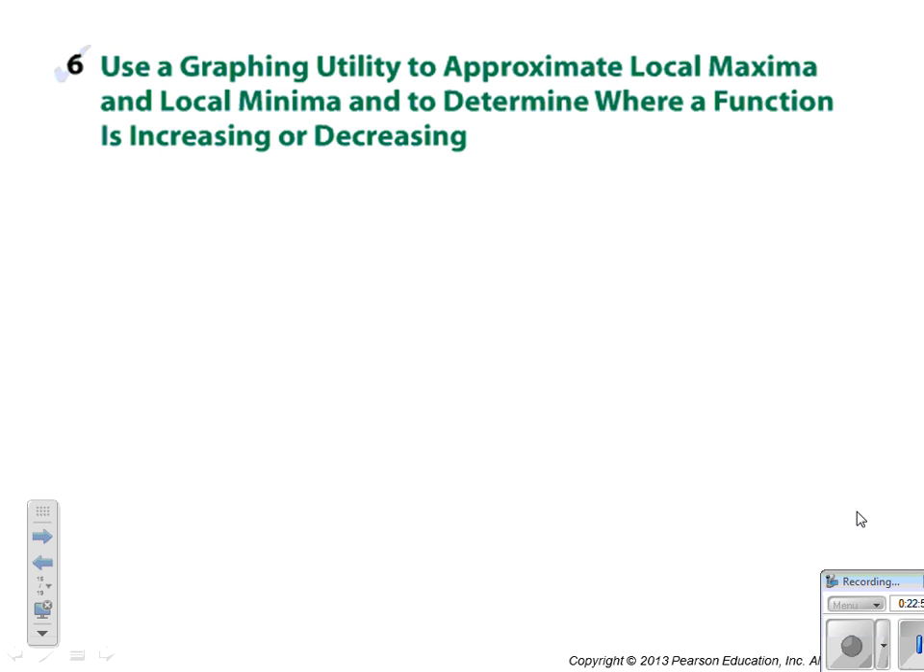All right. This is the easy part, using a graphing utility to approximate local max and local min and determine where a function is increasing or decreasing. So the first thing you need is a graphing utility. So pull out your graphing calculator. I pulled out my Desmos on my computer.